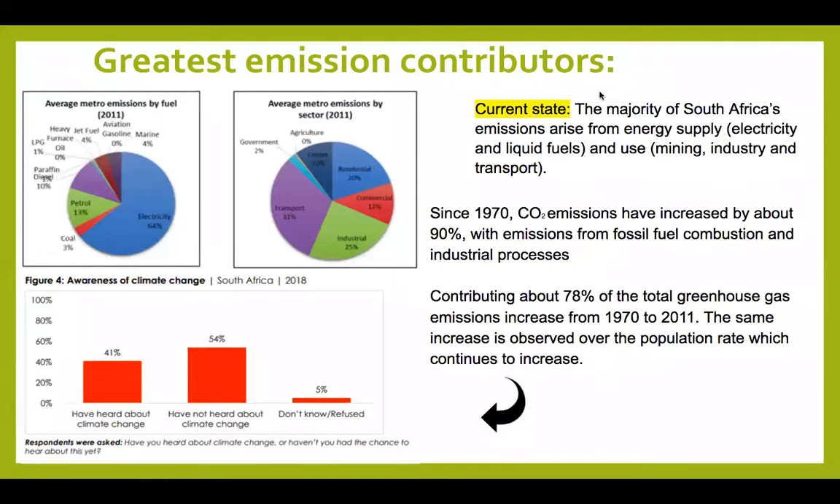In the next slide, we highlight the transport industry in South Africa being one of the greatest emission contributors, followed by electricity industries, or the production of electricity using fossil fuel combustion, and industrialization processes. Since 1970, CO2 emissions have increased by about 90% in the country, contributing about 78% of the total greenhouse gas emissions, which have also increased.